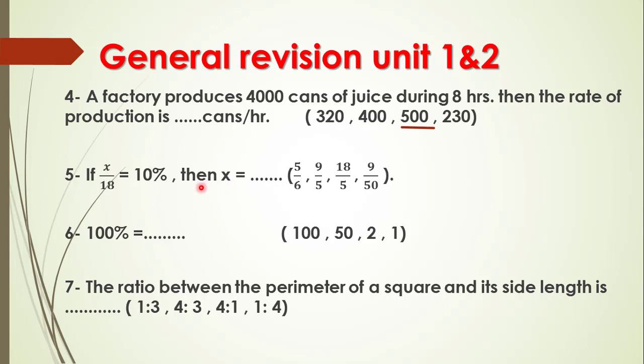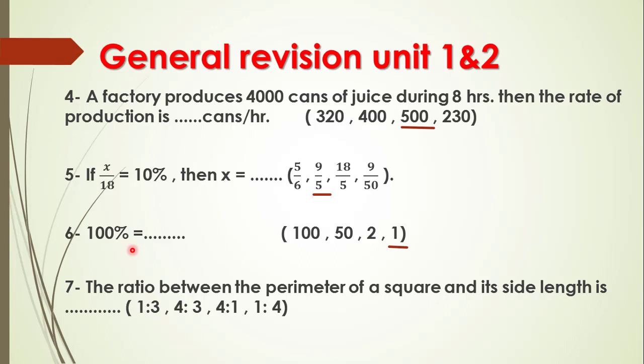Number 5, x over 18 equal 10%. Then x equal 10% means 10 over 100. So I multiply 18 times 10 over 100. The result will be 9 over 5. Number 6, 100% means 100 over 100. 100 over 100 equal 1.